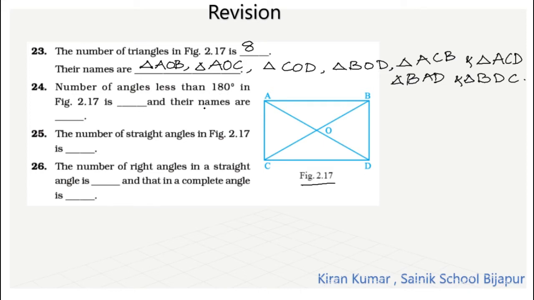and name the angles. If you look at the angle ABO, it is less than 90 degree. Angle BAO is less than 90 degree. Angle AOB is less than 90 degree. Angle BOD less than 90 degree. COD. Angle ODC. Angle OCD.